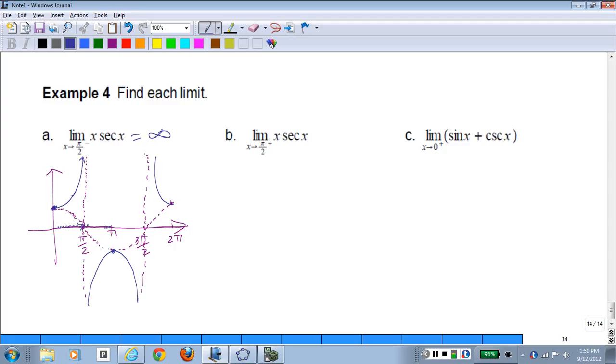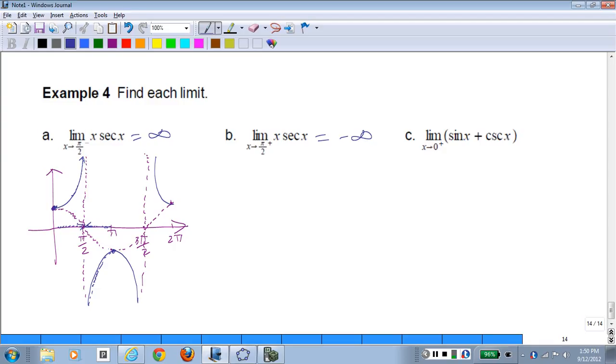From the other direction, there we go, should have just done this one. From the right, x is going to pi over 2. Secant is going to negative infinity, down like this. And so we have positive numbers times arbitrarily large negative numbers. And that product is going to be larger and larger negative numbers, so negative infinity.